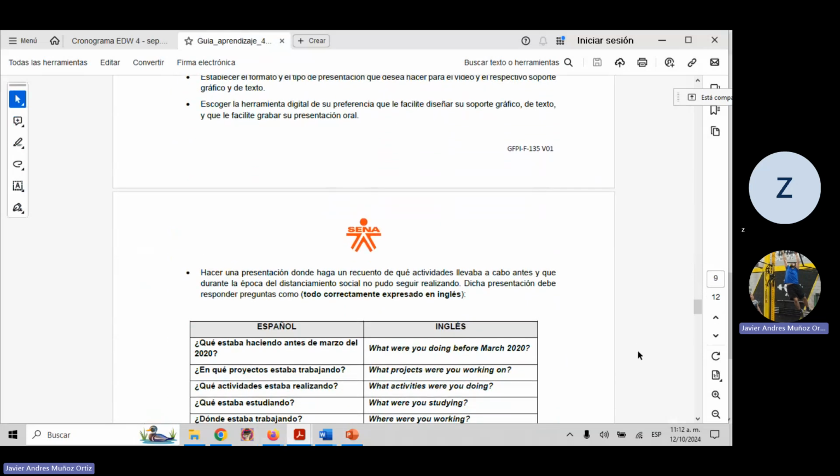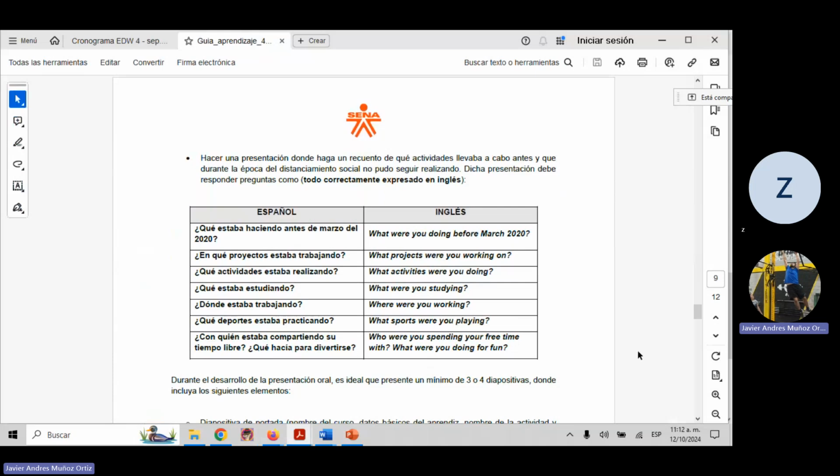Pasado progresivo, pasado continuo is exactly the same. So to do that, we are going to answer questions like what were you doing before March 2020? What were you studying? If you were studying, what sports were you playing? Where were you working? And so on. So the idea is to complete these questions using especially past continuous tense. So that's why we studied past continuous last time.